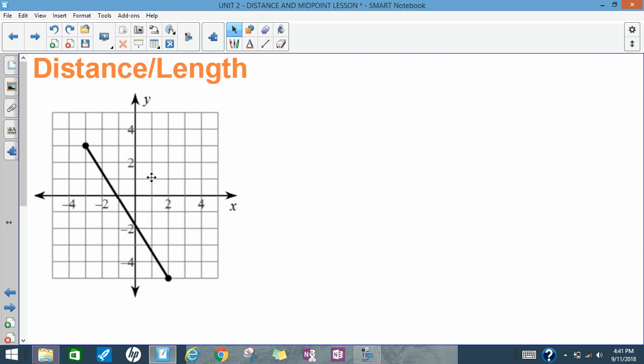So here I have a segment. It's called a segment because it's just a part of a line. It's between 2 points. So notice there's no arrows on the end of this line because it doesn't go on and on forever. It starts here and ends here, and that's what's called a segment. So if I want to find how far apart those 2 points are, or how long this segment is, the first thing I can do is draw a right triangle.